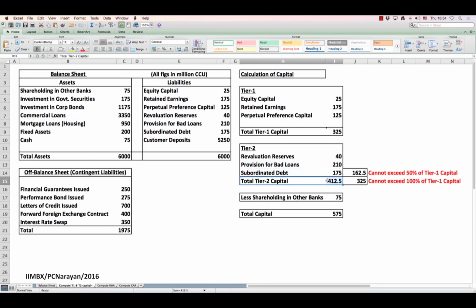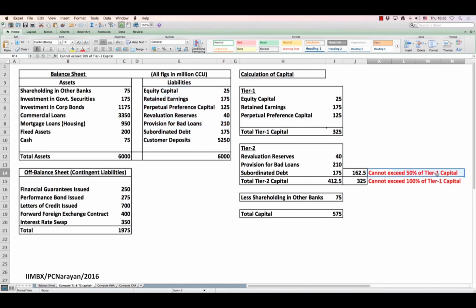A couple of observations here. Please note, customer deposits, which is deposits kept by the customers with the bank, will not get into the capital adequacy calculation. Remember, as the name suggests, it's only the items that relate to capital and reserves and provisions that will get into this calculation.